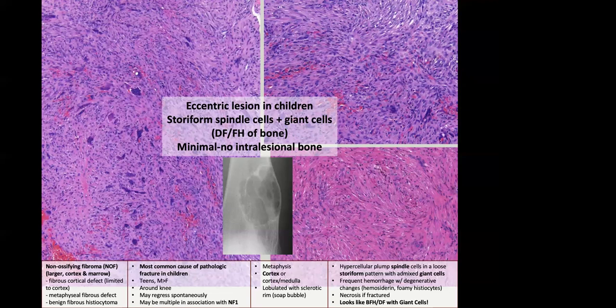Non-ossifying fibroma is the most common cause of pathologic fracture in children. You know, sometimes the boards like to ask what is the most common this and the most common that? So if there's ever a statistic such as that, I've tried to put it in there for you. This is eccentrically located, with a soap bubble appearance. And on histology, it basically looks like a fibrous histiocytoma or a dermatofibroma of bone, with spindled or storiform patterned cells with osteoclast-like associated giant cells and essentially minimal to no intralesional bone, because it is a non-ossifying fibroma.